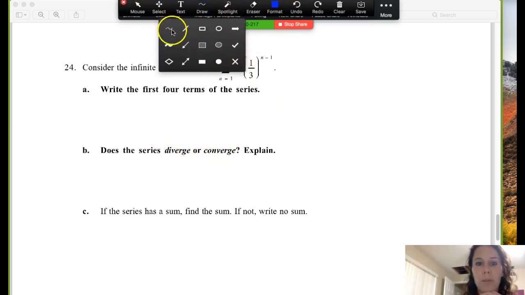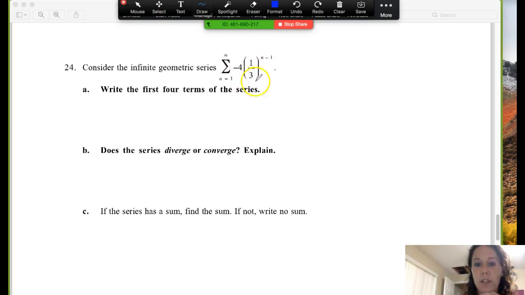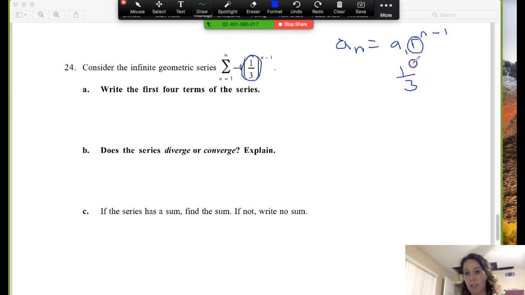Because remember, when it's in summation notation, this is your explicit formula. Remember, for a geometric series or sequence, the explicit formula, you start with your first term, then you go your common ratio to the n minus 1 power. This is your common ratio. It's right here. Okay, so 1/3 is your common ratio. It's a fraction. The absolute value is less than 1, which means it's going to converge.